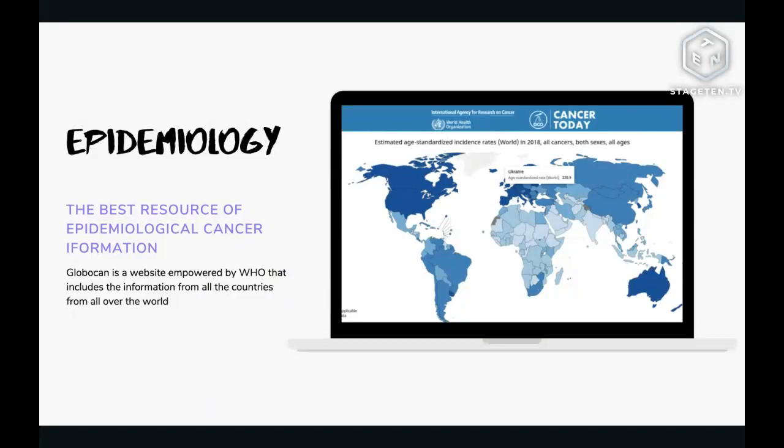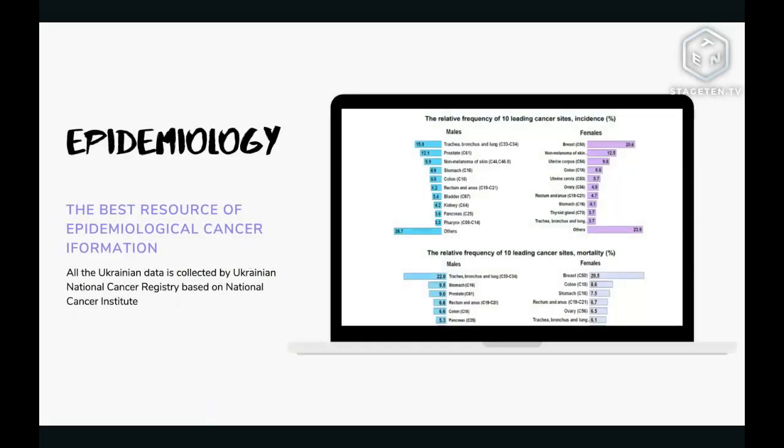So, if we think of the data for Ukraine, we have a proper collection of the epidemiological data of Ukraine gathered in the Ukrainian National Cancer Registry based on the National Cancer Institute, and they provide quite a lot of visual data. If you go to their website, you may find, for example, the relative frequency of the 10 leading cancer sites, incidence, and mortality for Ukraine, and you may see that the global trends that I've already described are pretty similar for Ukraine.